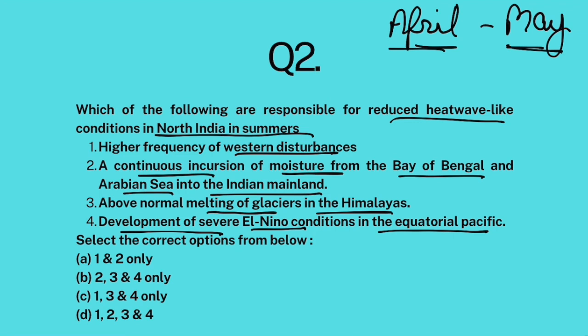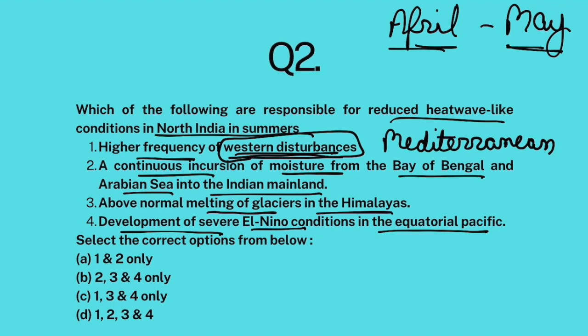First of all, there was a higher frequency of western disturbances. These western cyclonic disturbances originate in the Mediterranean region and they travel eastwards, carrying moisture from the Mediterranean Sea and Caspian Sea, and they dump that moisture in north and northwest India, causing rainfall in northern plains and causing snowfall in higher reaches, higher mountains. So there was a higher frequency of western disturbances during April and May, which caused rainfall, which decreased the temperatures. That is correct.